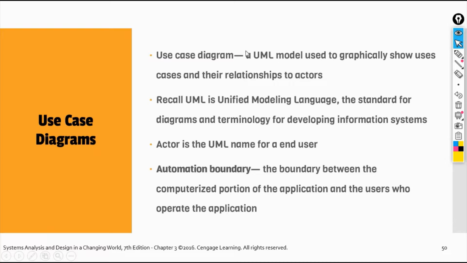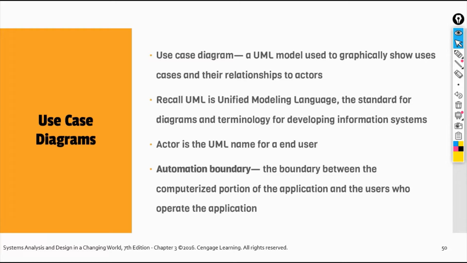The use case diagram is a UML model to graphically show use cases and their relationships to actors. Recall that UML is Unified Modeling Language. It is a standard for diagrams and terminology for developing information systems. The term actor is the UML name for an end user. Later we'll see what an automation boundary is, but for now it is a boundary between the computerized portion of the application and the users who operate the application.